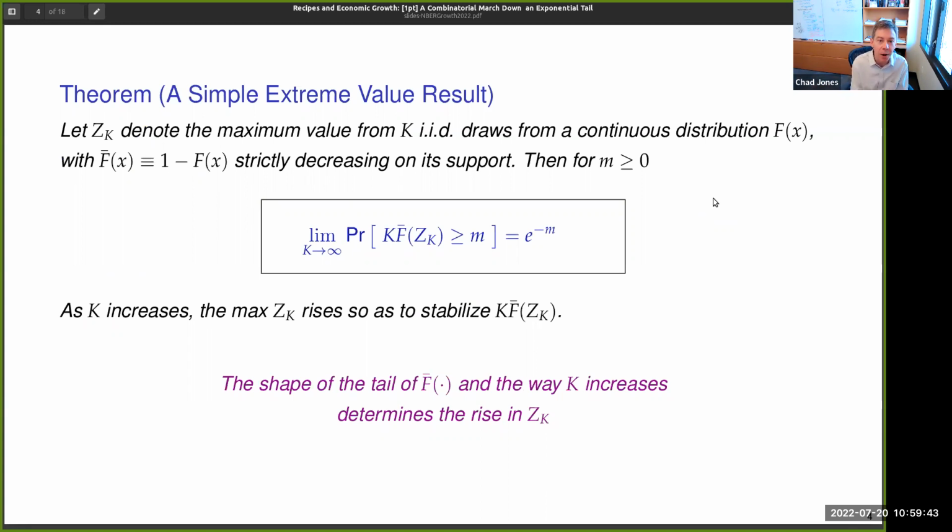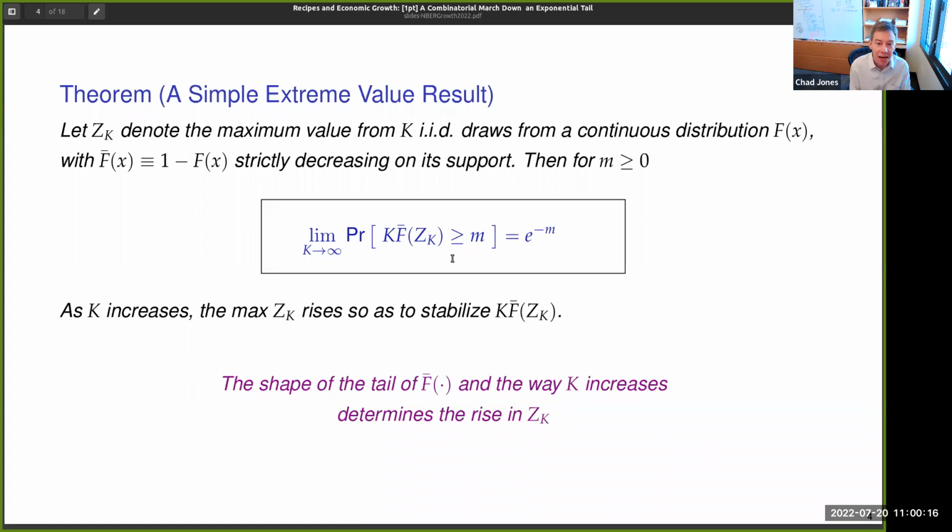So F bar of x is the probability your next draw is bigger than x, okay? And let F bar of x be strictly decreasing. So this sort of continuous distribution, strictly decreasing, is going to be, sort of, technical conditions that are helpful. And the surprising, interesting result here is, okay, z_k is a random variable. F bar of z_k is just some transformation of the random variable, some new random variable, and multiply that by k.